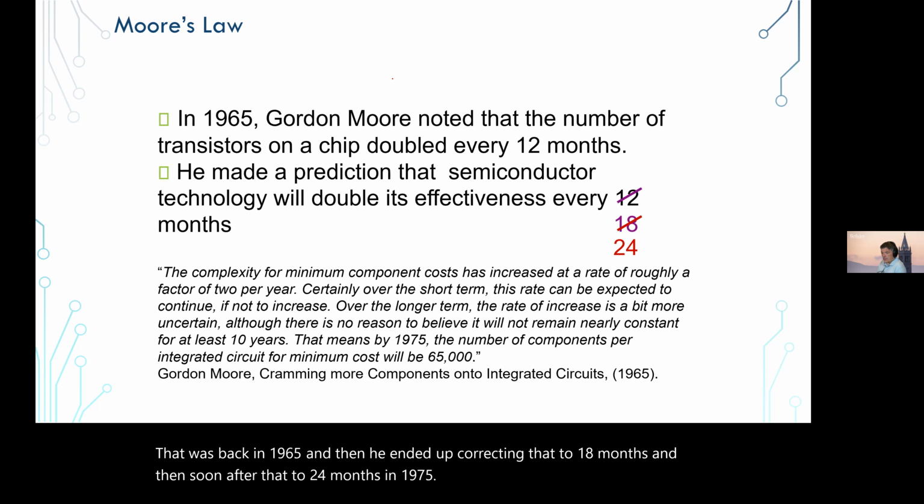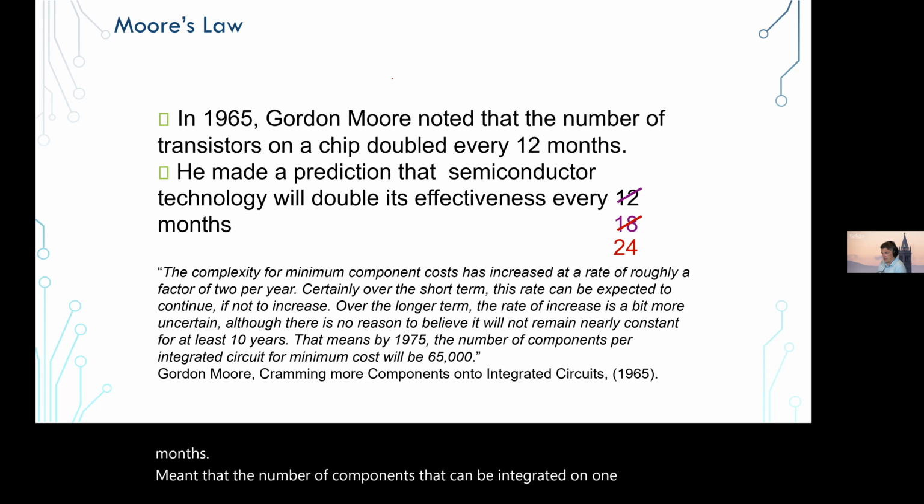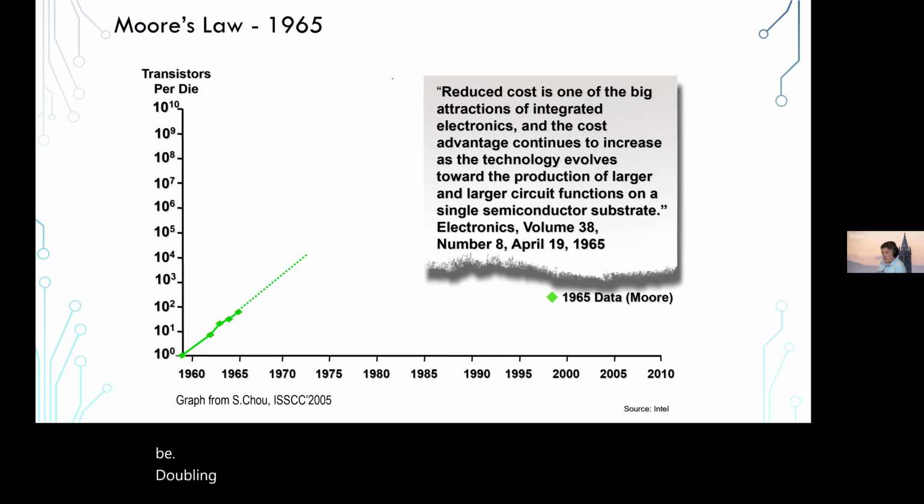So essentially, what does it mean, this doubling its effectiveness every 24 months? It meant that the number of components that can be integrated on one chip will be doubling every 2 years. That indeed held up, and you can see that this is a very bold prediction that was an extrapolation of 5 data points that he had early on.